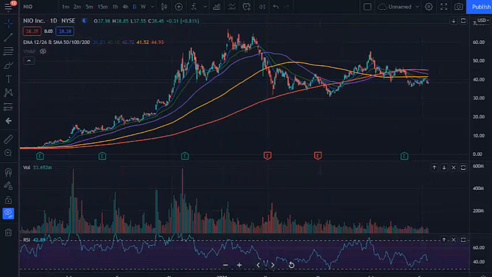Okay, next up we have NIO. Most people know NIO is quite the beast. When it moves, it can move hard. We haven't had the same volume lately that we can have in NIO, but I'm always watching it because it's a ticker that I do like to play.